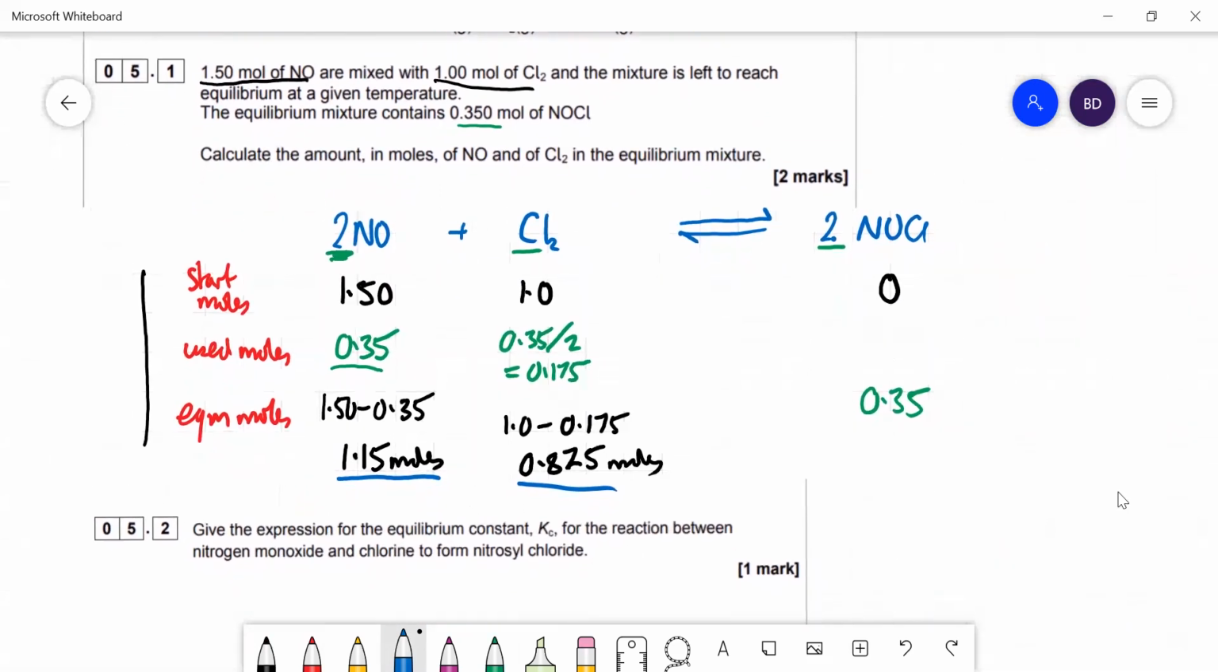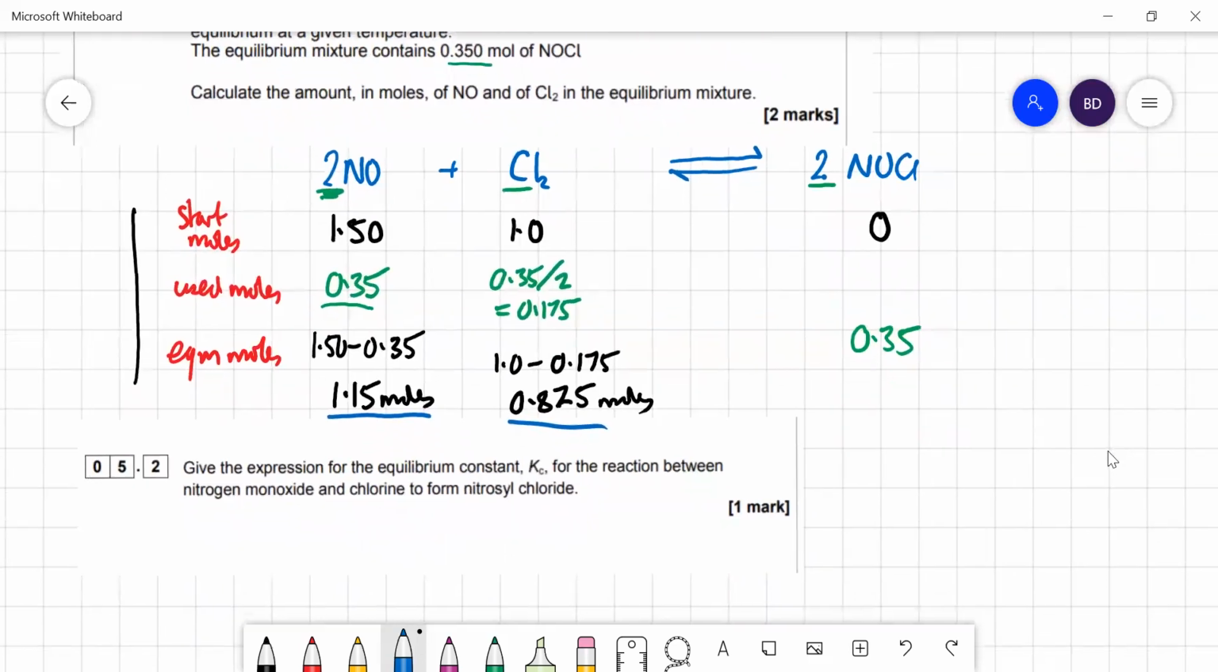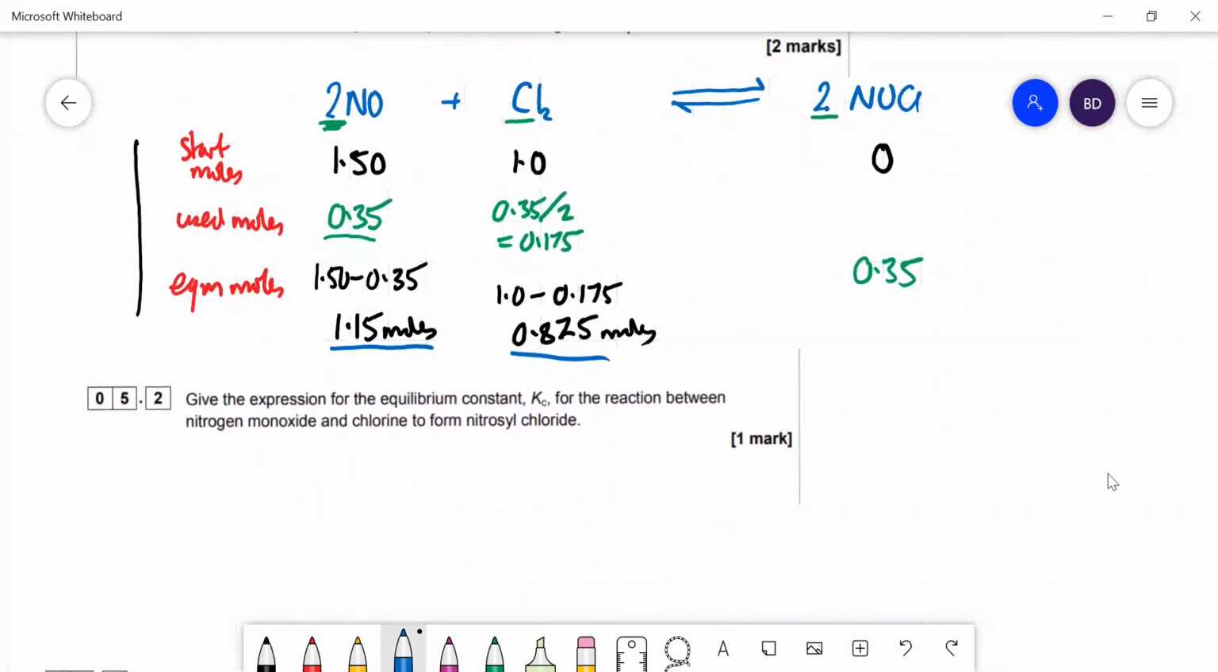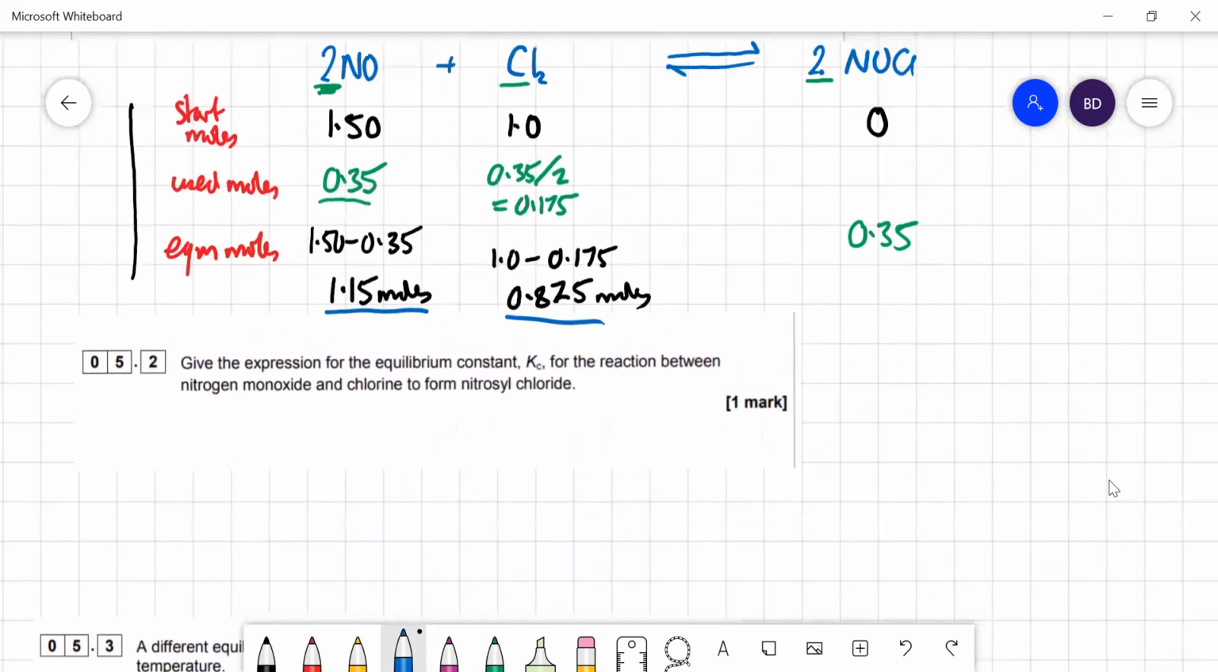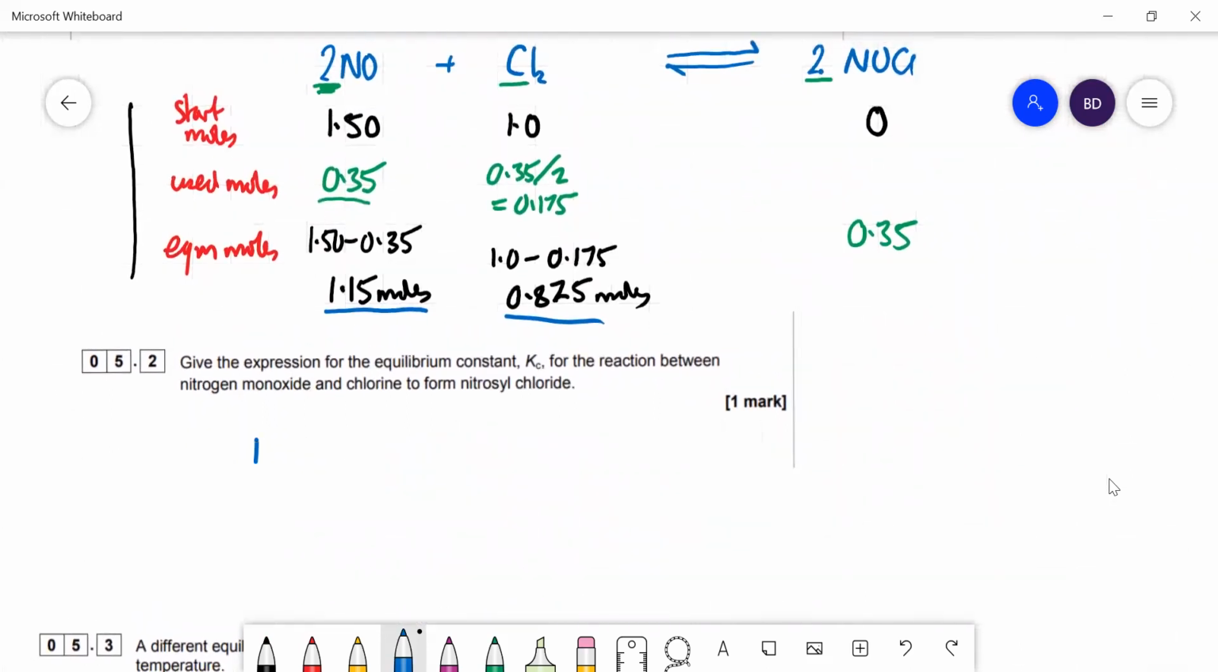Now, they don't ask you to work out Kc from that in case you got those bits wrong and you wouldn't be able to get it. So they always say, right, just give us the expression for Kc now. So let's look at the equation there. We can see that Kc is the products, so it's the concentration of NOCl, and we have to square that because we've got a 2 there, divided by the concentration of NO, and we square that because we've got a 2 in front of it there, multiplied by the concentration of chlorine. That's our expression there.